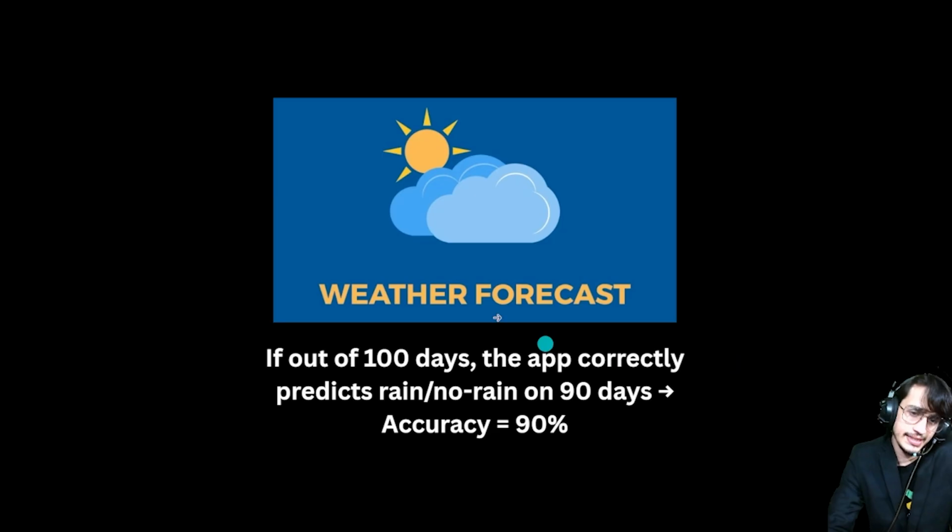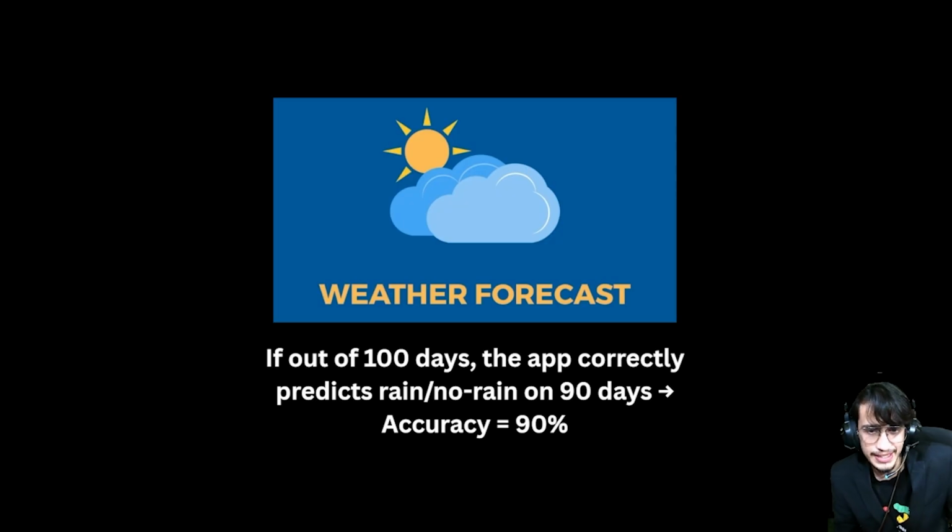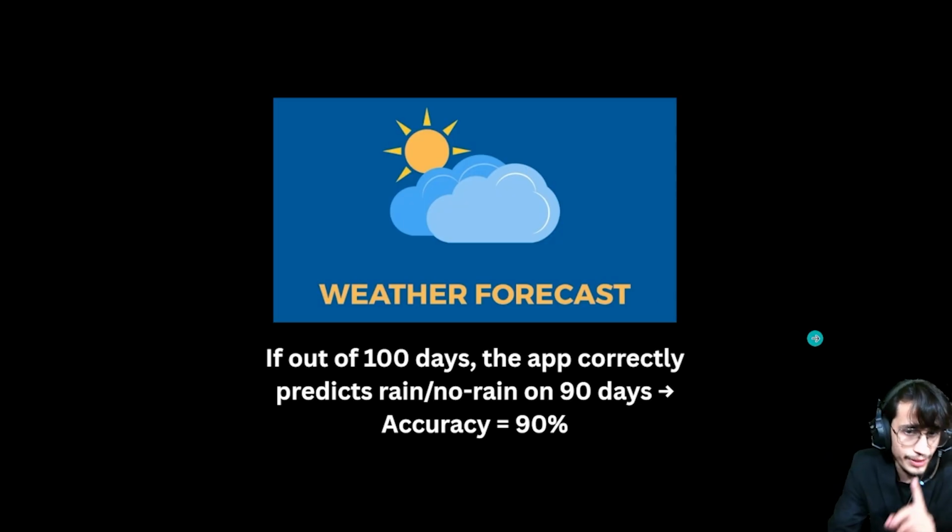For this, let's see some cases. So this is case one, weather forecast. In weather forecast, there are 100 days and the app correctly predicts rain or no rain in 90 days. So accuracy is 90%. Why do we use accuracy here? Because we just say how many times you were correct. We don't need to see that today you predicted rain but it was not raining. So we don't need to see precision or recall. We just see, from the total, how many are correct. So there is only accuracy.